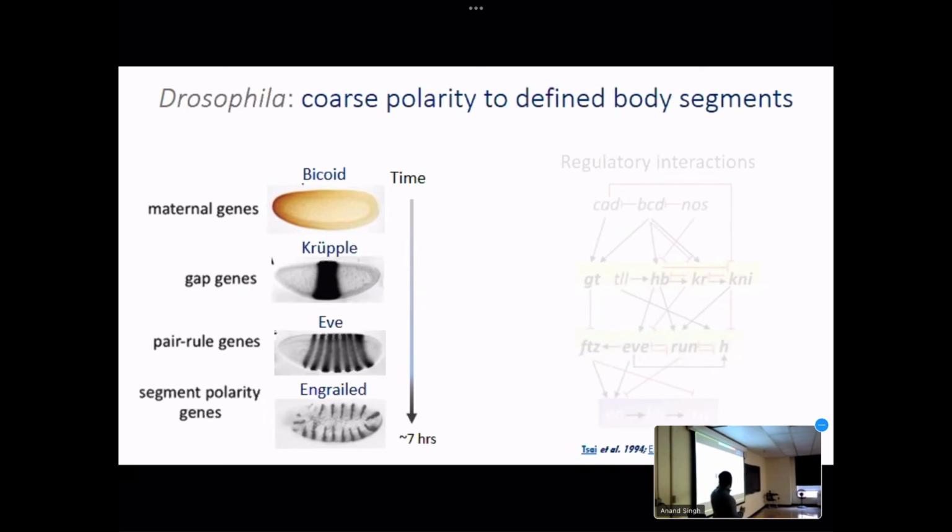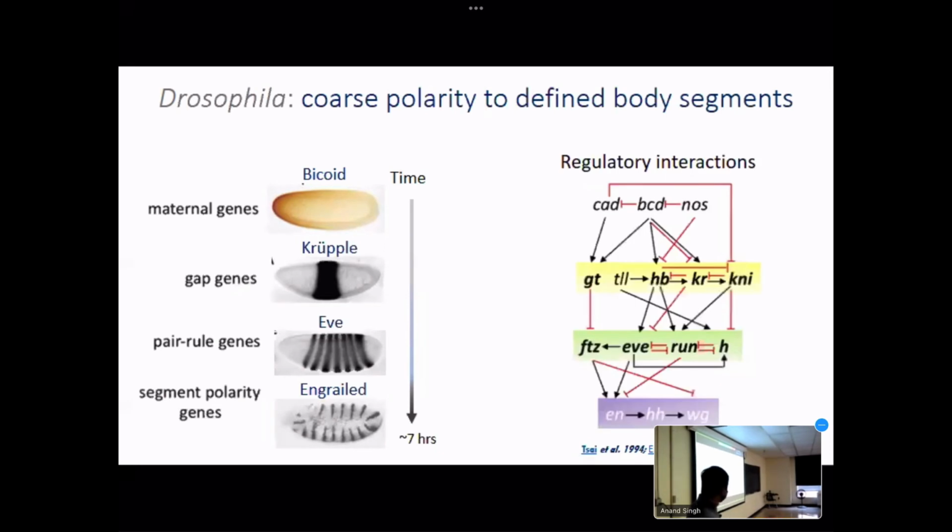And so if we look at actually how these networks are connected to each other, these arrows mean it works as an activator, and the line ending with a bar means it works as a repressor. So now you can see how complicated these regulatory regions are, and they actually change over time.